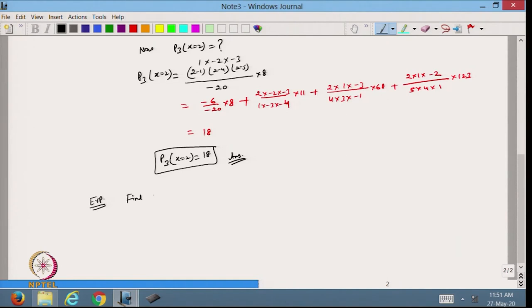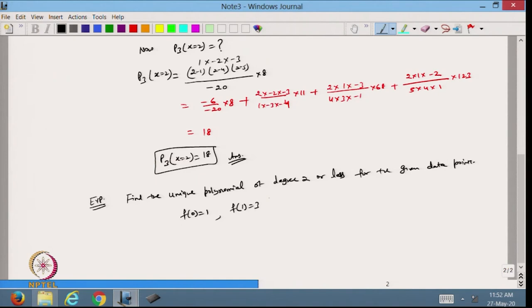Find the unique polynomial of degree 2 or less for the given data points. So it is given F0 is 1, F1 is 3, and F3 is 55. So this value is given to me.